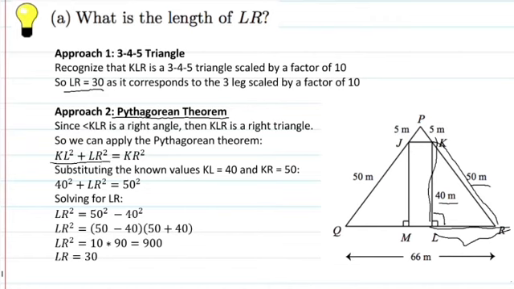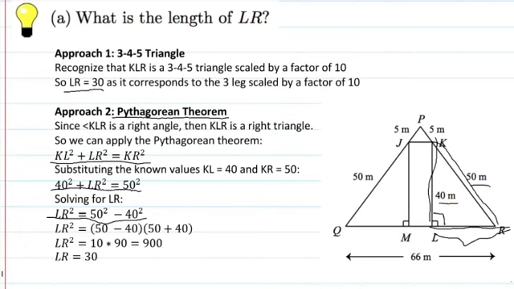So we have an equation here. Now let's substitute the known values. We know that KL equals 40 as given in the question, and KR equals 50 as given in the question. So substituting the values in, we have 40 squared plus LR squared equals 50 squared. Now we can solve for LR using this equation. First, I'll subtract 40 squared from both sides. So we have LR squared equals 50 squared minus 40 squared.